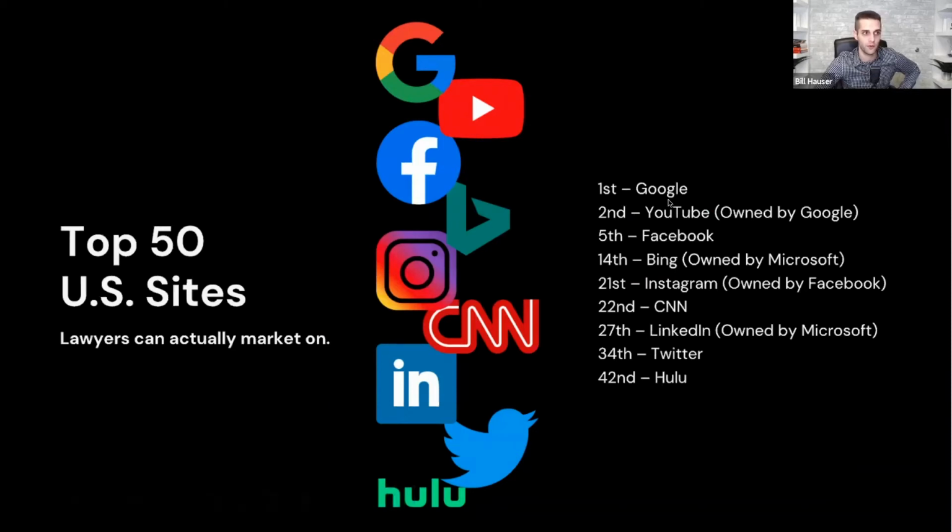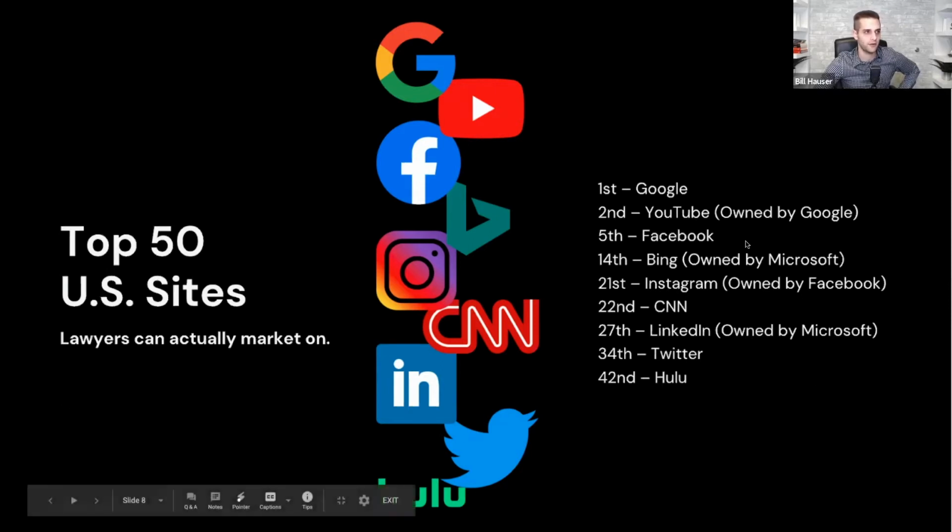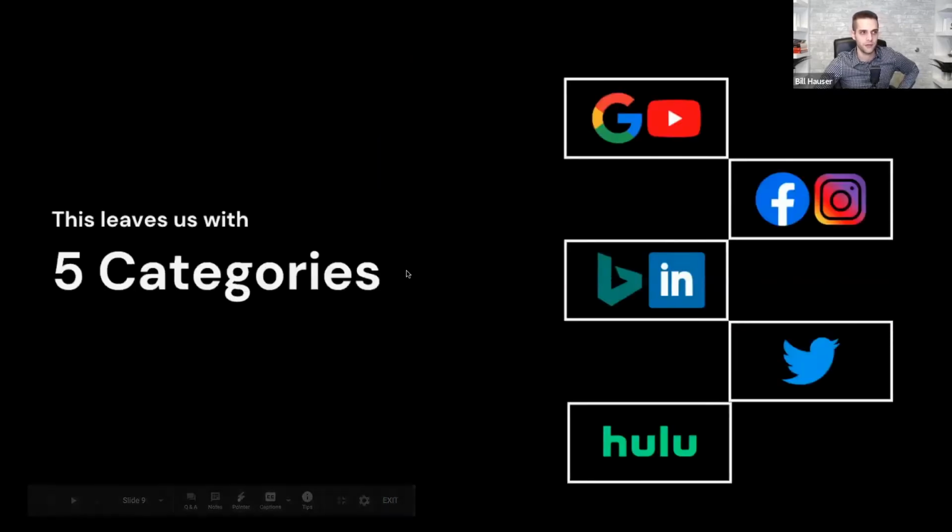Okay. Google's the #1 highest traffic website in the world. YouTube's #2, which is owned by Google. Facebook's #5. Bing is #14, Instagram 21. You can get the point here, okay? When you bucket these together, it leaves us really with 5 categories.